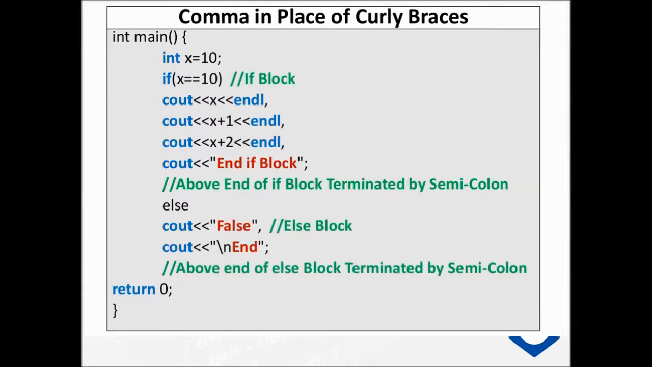We end this line with a comma and we go to the third line. We display x plus 2 on the screen, and again we do not place any semicolon at the end of the line. In the last statement, cout and if block. Now here we end our if block, and instead of placing a comma we place a semicolon. So the end of the if block is terminated by a semicolon.